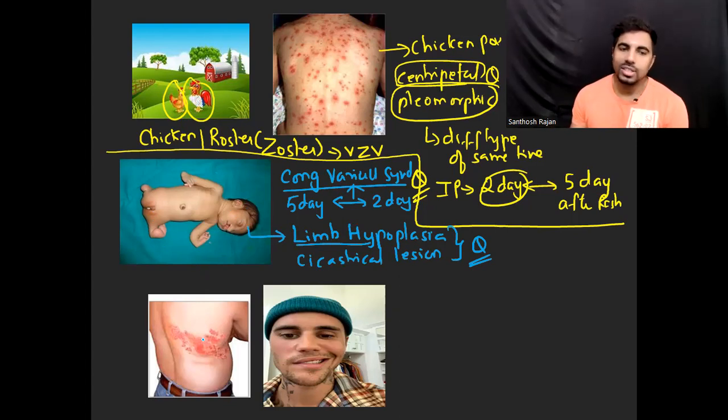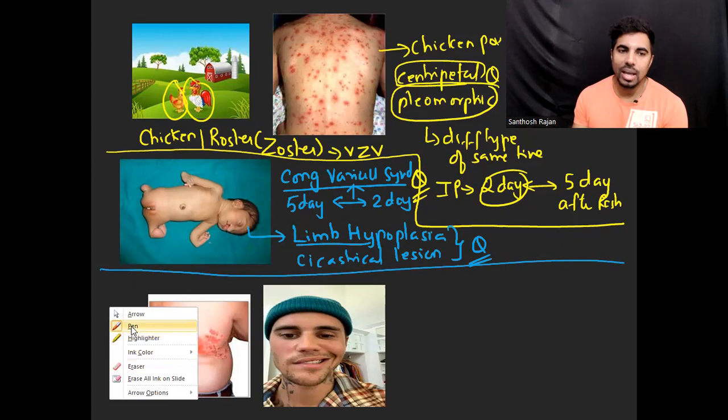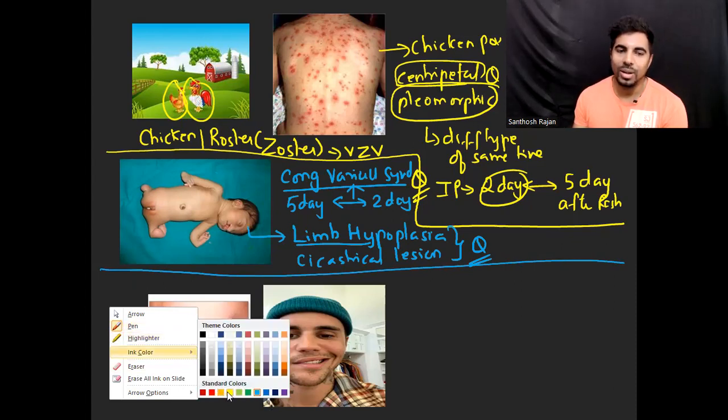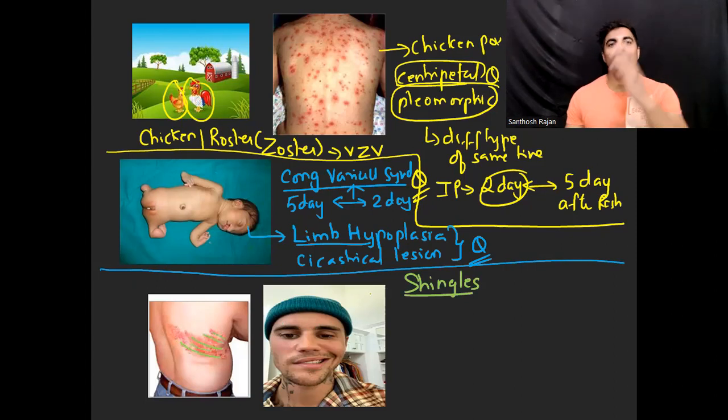Now the next topic is what we have the picture for. This is when the reactivation happens in adulthood. When you have reactivation in adulthood, you will get zoster. That's called shingles. Usually it is unilateral, one side only, and it's painful. So what treatment do you give? Gabapentin you give. Okay. That's very, very important, for decreasing the pain.